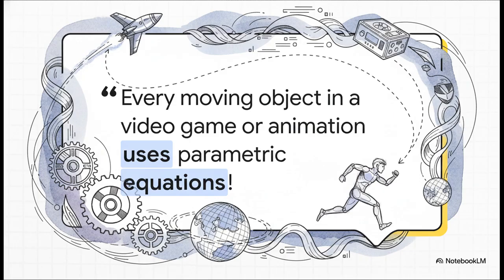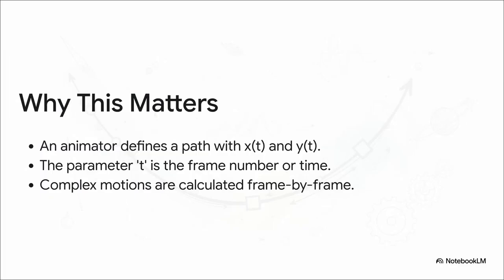From the way a character jumps in a game to the path of a spaceship in a movie, it is all controlled by the language of parametric equations. Here's how it works. An animator or a programmer defines a path using an x of t and a y of t. The parameter t then becomes the frame number of the animation. So for frame 1, the computer calculates the position. For frame 2, it calculates the next position. You string thousands of these points together, and you get that perfectly smooth, believable motion.